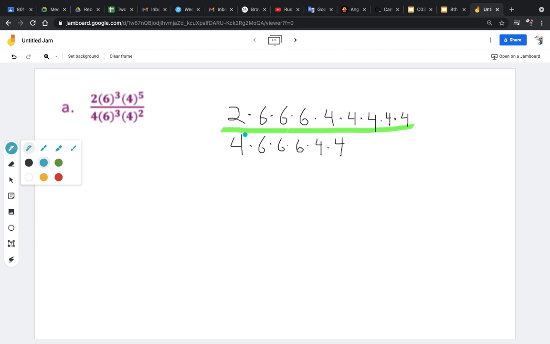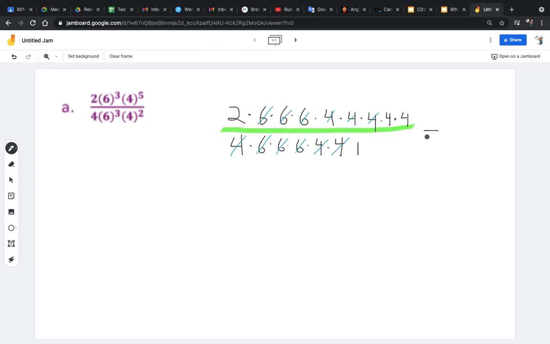There is a 2 on the top. There are no 2's in the denominators. We're going to leave that 2 alone. Cross out a 6, cross out a 6, cross out a 6, cross out a 6, cross out a 6, cross out a 6, cross out a 4, cross out a 4, cross out a 4, cross out a 4, cross out a 4, cross out a 4. There is nothing left on the bottom, so I am going to put a 1 there.